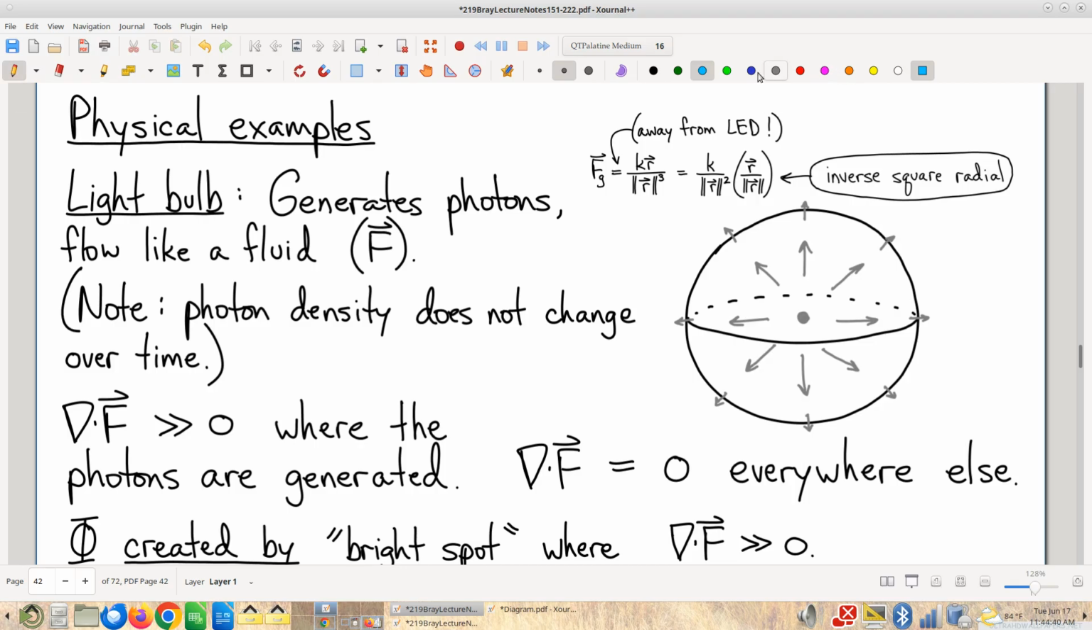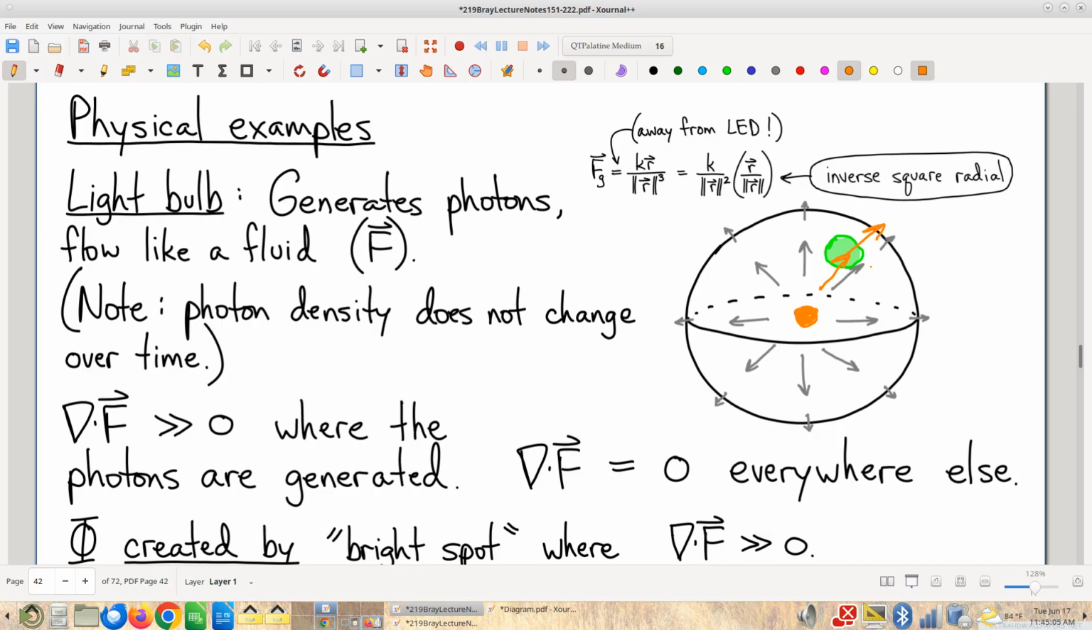And now that we know that, I can say, all right, well, let's look at some region. Let's say right there, some little three-dimensional ball with a boundary sphere. And let's talk about the flux. We've got a light bulb there. The light bulb is shooting out photons.